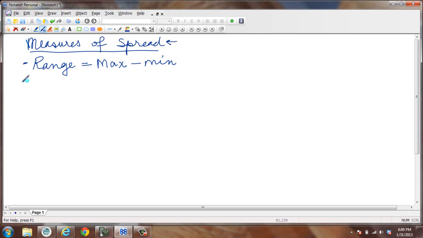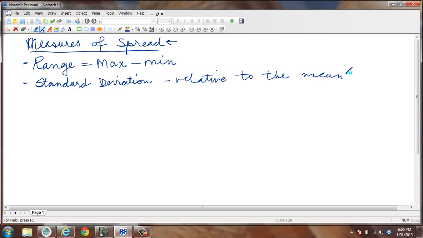The second measure of spread is more commonly used, and it is the standard deviation. Okay? The standard deviation tells you how spread out your data is relative to the mean. So it shows you the spread of data in relation to the mean.